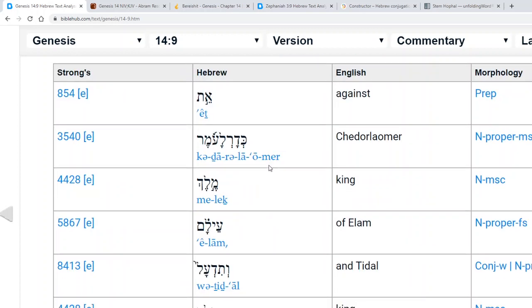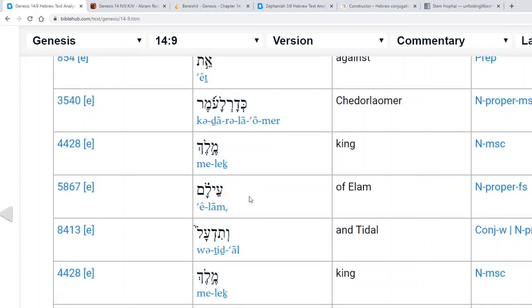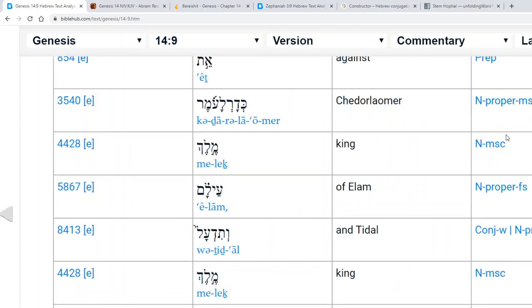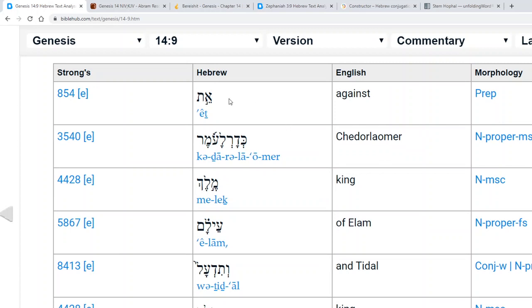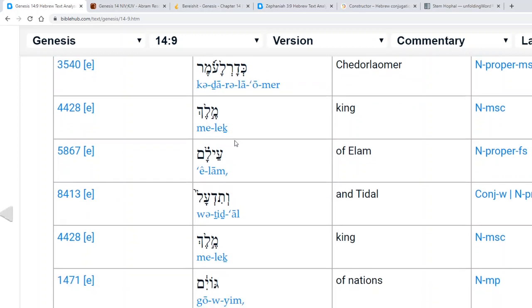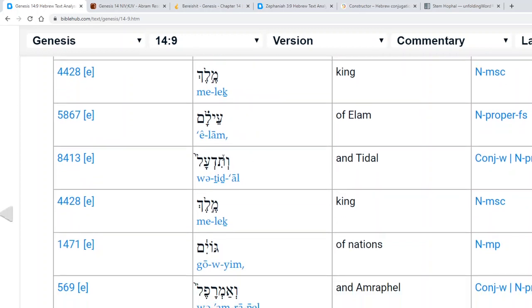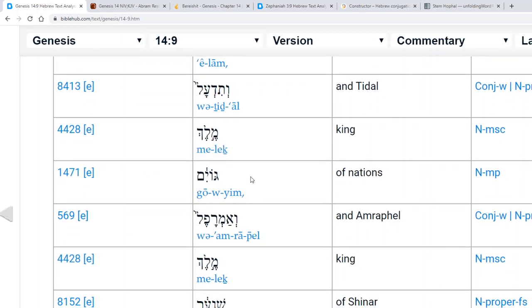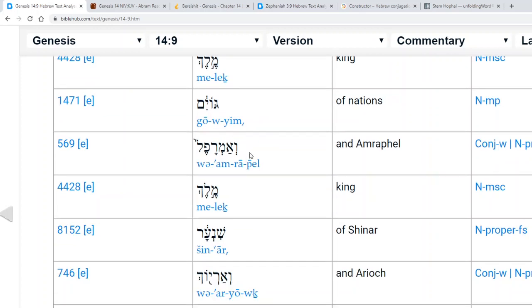Et Kedar Laomer, right, so against Kedar Laomer, his name we keep on saying, Melech Elam, who's the king of Elam. So et here, I would disagree with them and say it's actually the direct object marker, but against makes sense. They're saying it's the preposition. I would say it's the direct object marker. It doesn't make a huge difference. Kedar Laomer, Melech Elam, king of Elam, Vetidal, so conjunctive vav. Tidal is the name. Melech Goyim, king. They're translating it as nations, but again, I would say Goyim is a place.